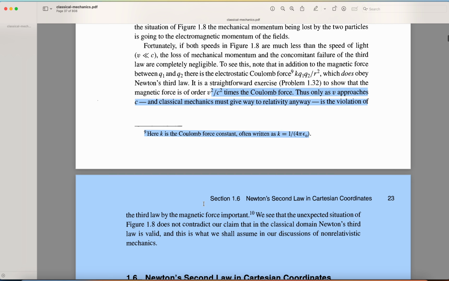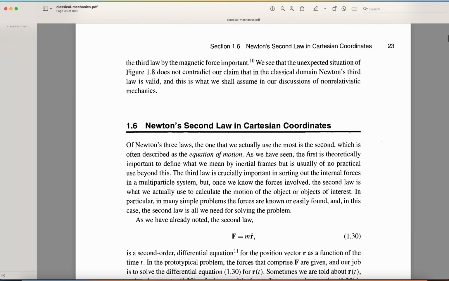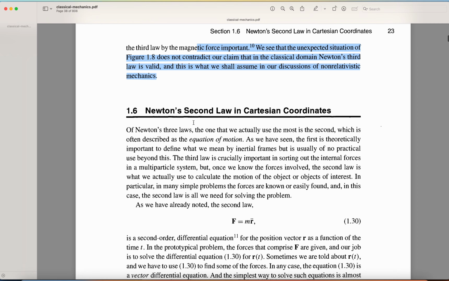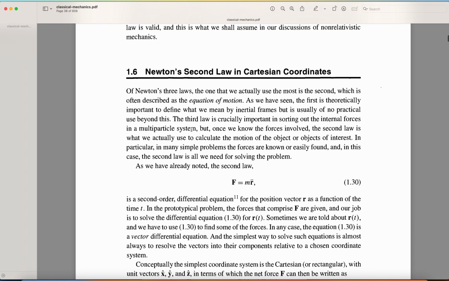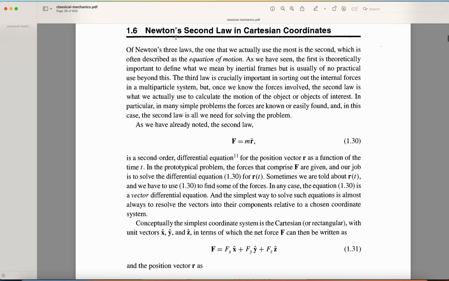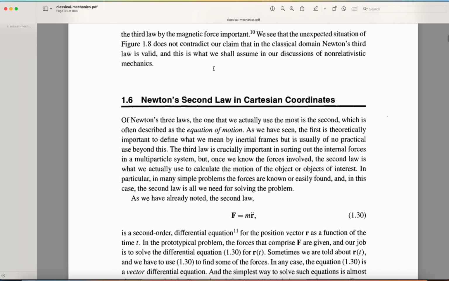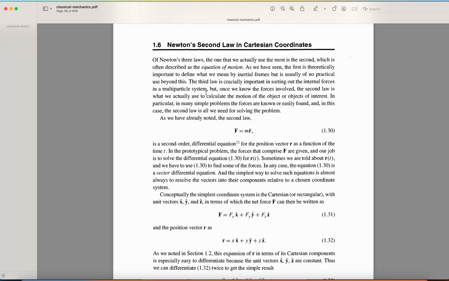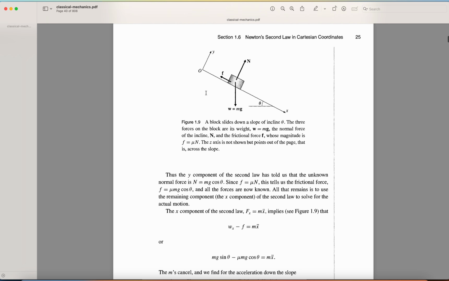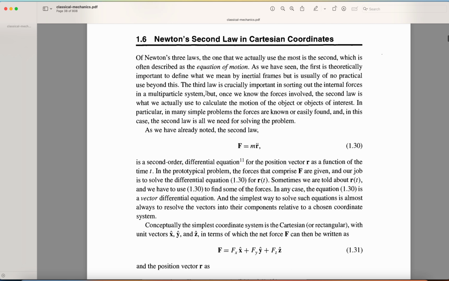So the unexpected situation does not contradict our claim in the classical domains. Newton's third law is valid. If you don't consider the magnetic stuff, it will be fine. And if you don't go too close to light speed, you won't lose much to the magnetic stuff anyway. That's what it's saying, I think.